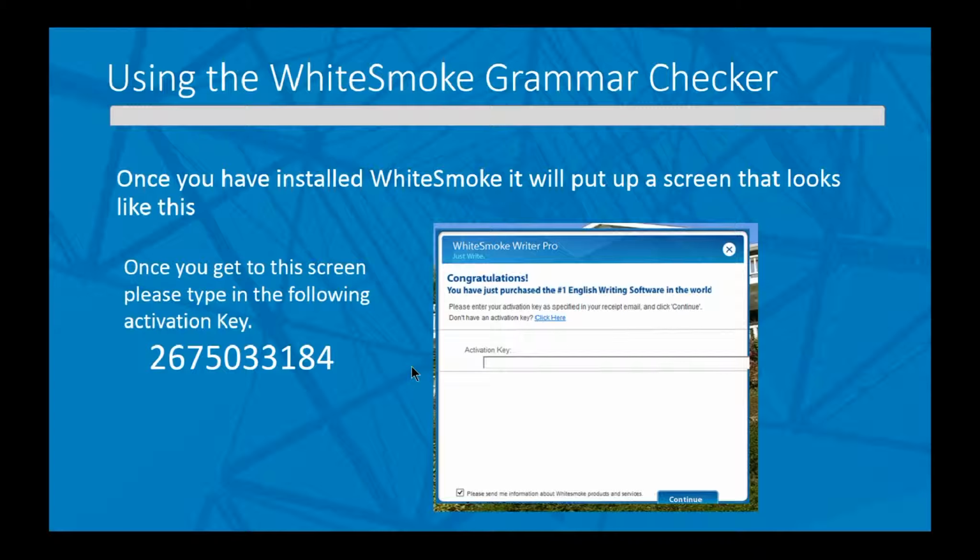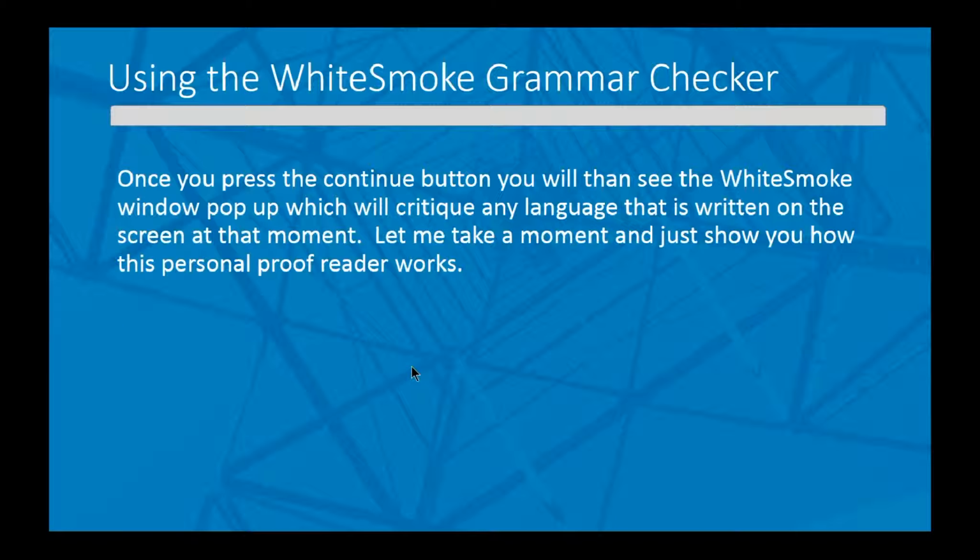Once you've installed WhiteSmoke, it'll put up a screen that looks like this. Once you get to the screen, please type in the following activation key, and that will allow you to use that software while you're in the academy. That's all we need to do. Once you've done that, we're ready to start using this program. It'll critique any language that is written on the screen at that moment. We can do multiple languages, which I doubt seriously we'll use here, but it will also critique the grammar of whatever language selection you pick.